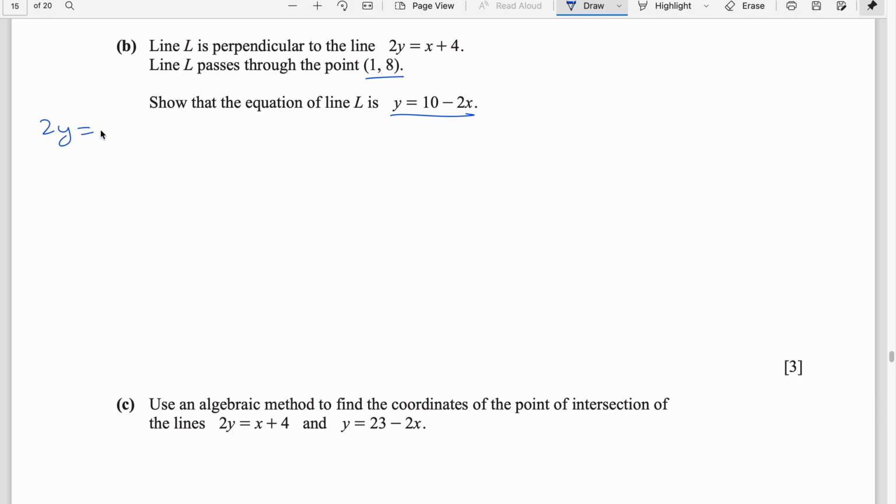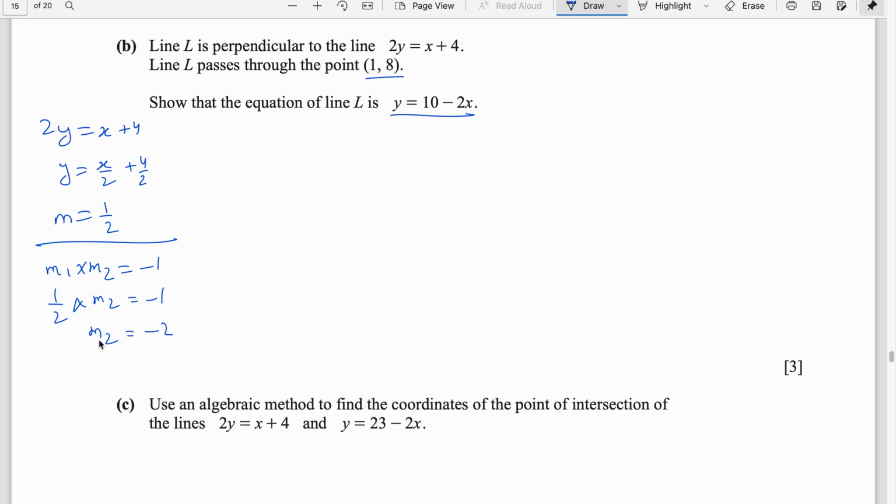So 2y equals x plus 4, making y the subject is x by 2 plus 4 by 2. So by looking at this equation, we can tell that the gradient is 1 by 2. So for the perpendicular line, m1 times m2 is equal to minus 1. First gradient is this, and we can get the second gradient, which is minus 2. Now we have the gradient and we have the point. Go for the equation.